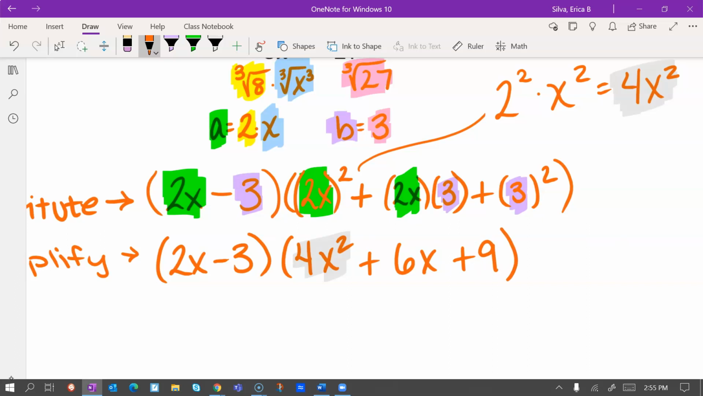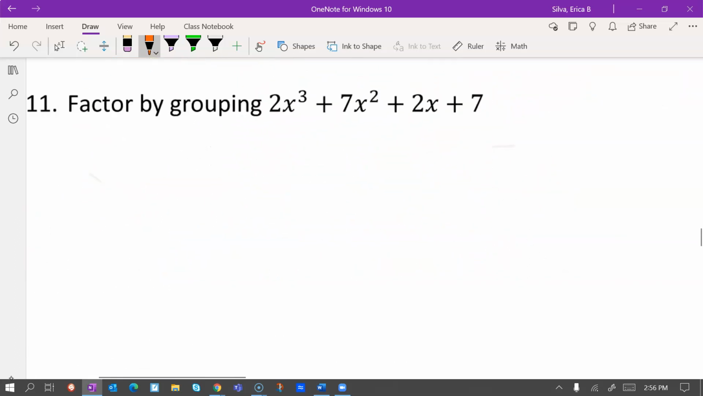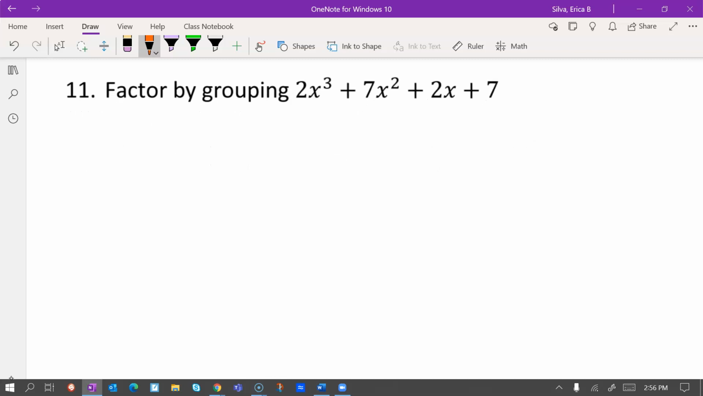Any questions on that one? All right. Go ahead and go to the next one. The next one is factor by grouping. Remember, we group them by 2. So I'm going to first group these 2 and then group these 2.